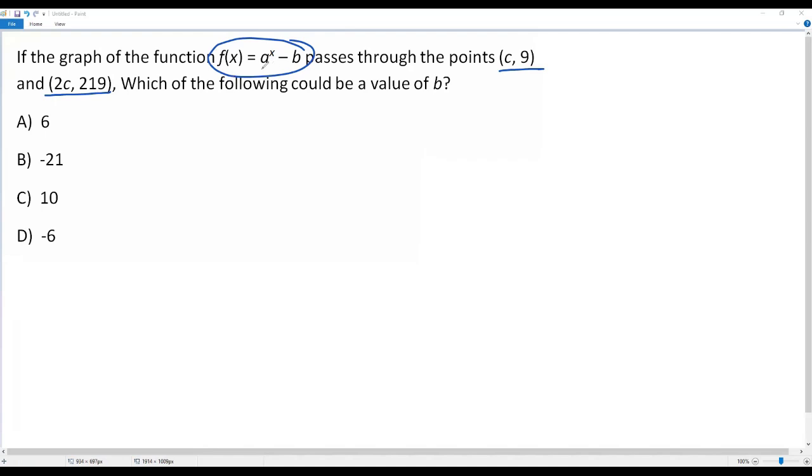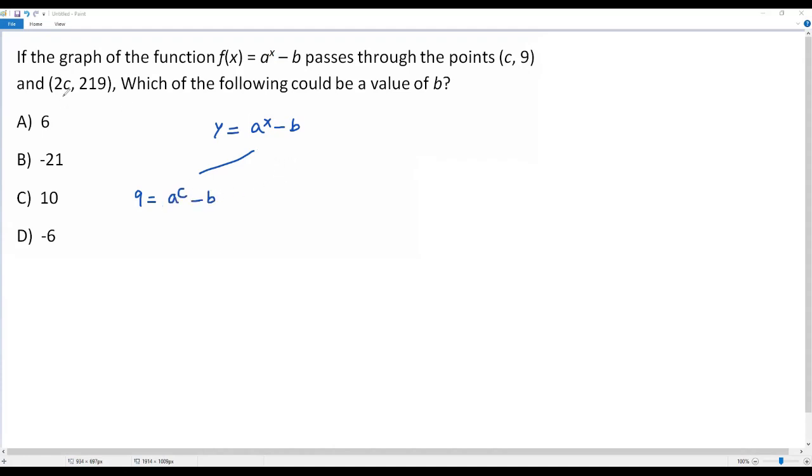Okay, when we have a graph for functions like f of x, sometimes g of x, sometimes h of x, this f of x will represent the y coordinate in the xy plane. So we can replace this f of x by y. Then the given function becomes y equals a to the x to the power negative b. Since the graph passes through the point (c, 9), we can plug in the x coordinate c for x and y coordinate 9 for y. Then I'm getting 9 equals a to the power of c, negative b.